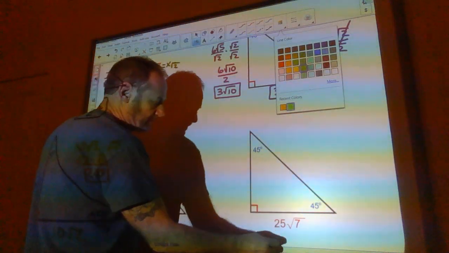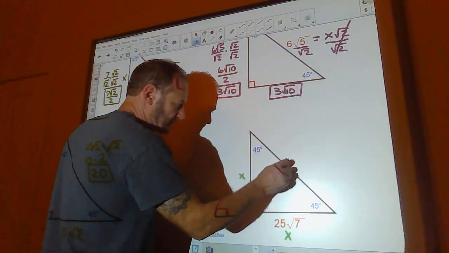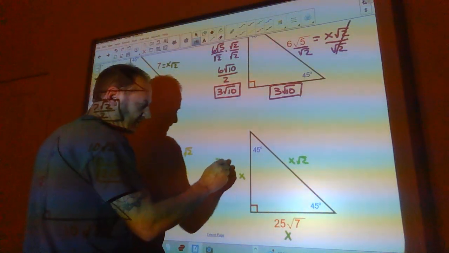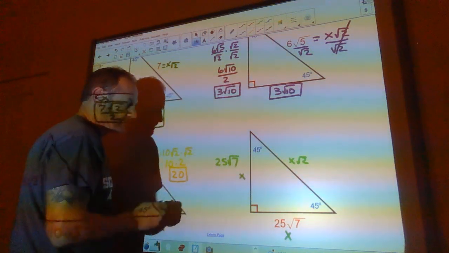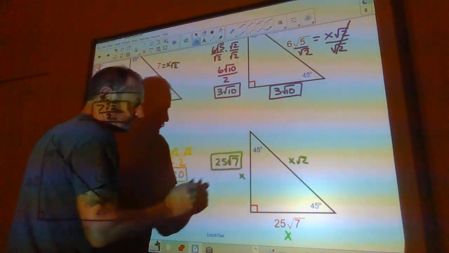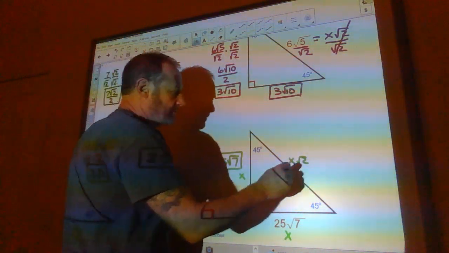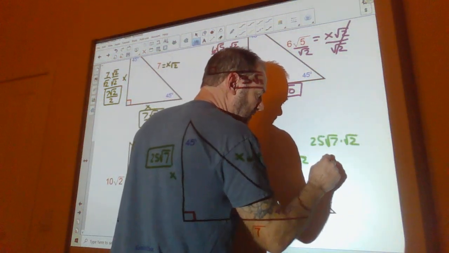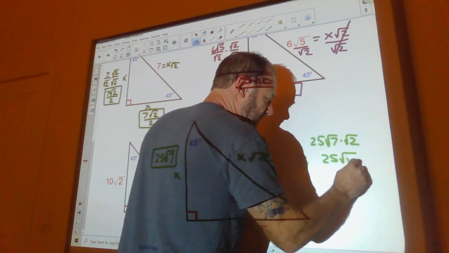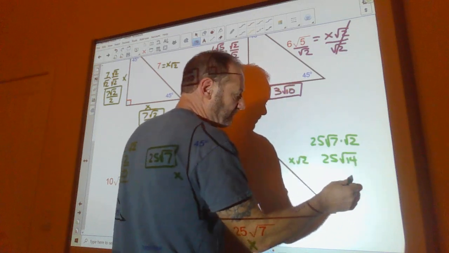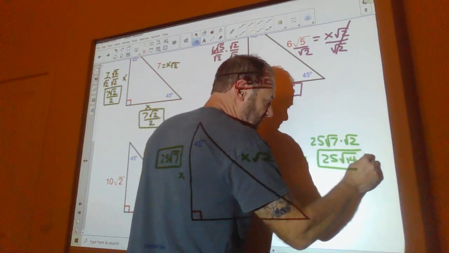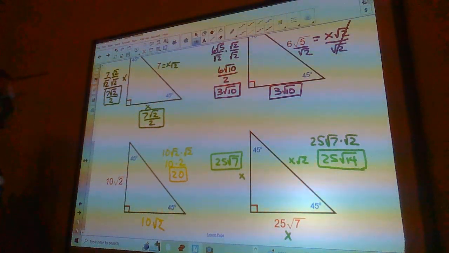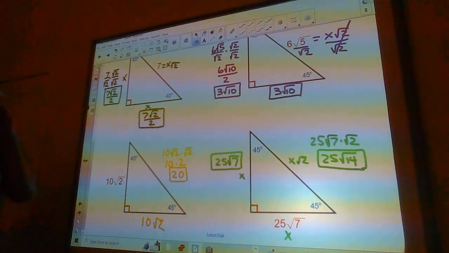Okay, over here, remember, this is x, x square root of 2. So this side should be easy enough to get. 25 times the square root of 7. Done with that side. This is going to be 25 square root of 7 times square root of 2, which is 25 times the square root of 14, which there's no perfect squares that go into 14, so I'm just done with that one. Okay, so there you should have got all those sides.